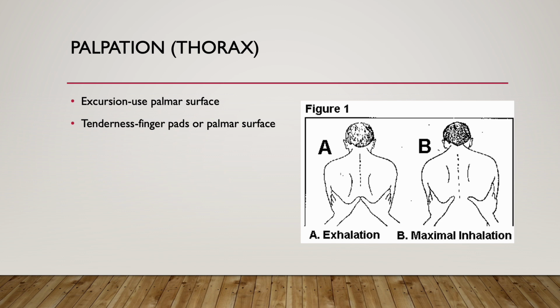When we palpate the thorax for chest excursion, we use the palmar surface of our hands, and to determine tenderness, we use either the finger pads or the palmar surface. And we'll be going over this during the respiratory assessment.